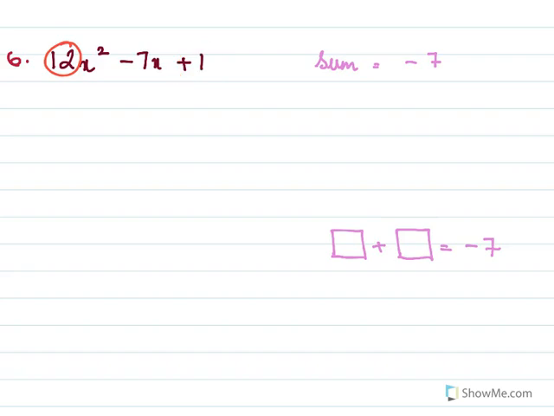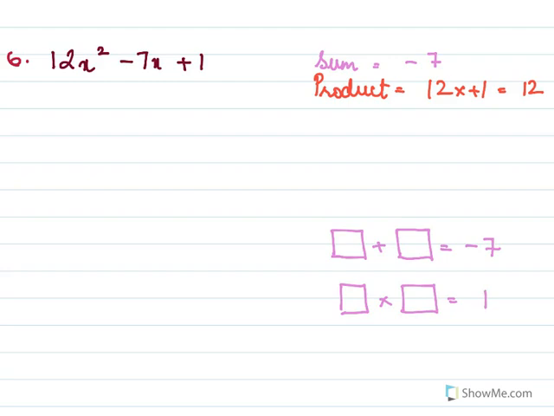And the product should be 12 and this plus 1. So the product should be 12 into plus 1, and that is 12. So the same numbers, when we multiply, we should get 12. So we have to look out for these numbers. Now, the factors of 12 are 1 and 12.